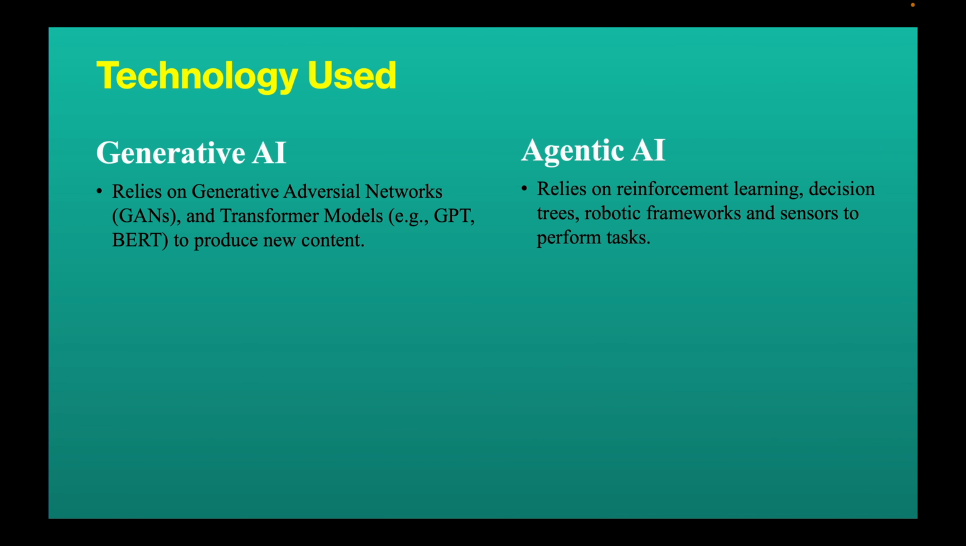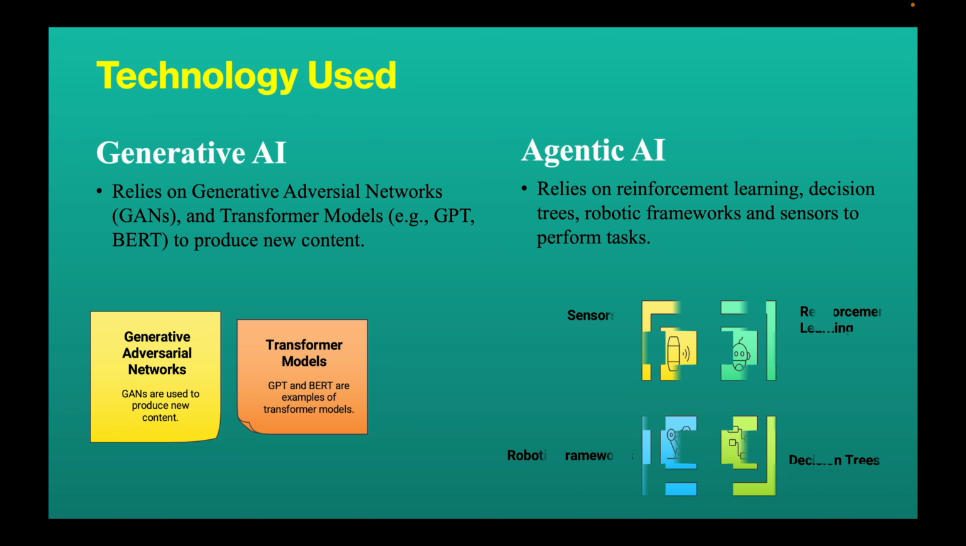Technology used. Generative AI relies on generative adversarial networks, GANs, and transformer models, for example GPT or BERT, to produce new content, whereas agentic AI relies on reinforcement learning, decision trees, robotic frameworks, and sensors to perform tasks.